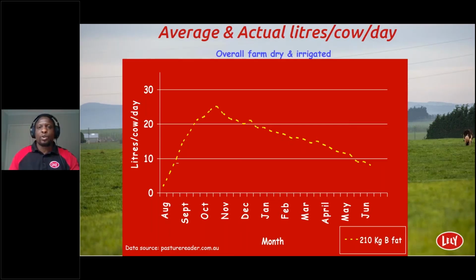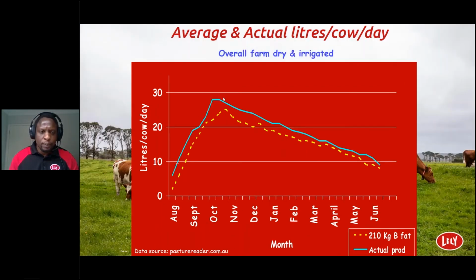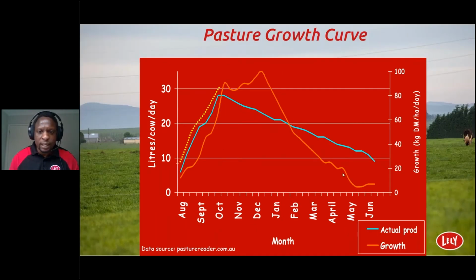I'm going to talk about principles of feeding cows, when you can harvest and conserve forage, and when you can feed this conserved forage back into your system. The blue line graph here is an example of a lactation curve of a spring calving herd with a peak in spring, and the orange line graph is a typical pasture growth curve in most temperate regions.